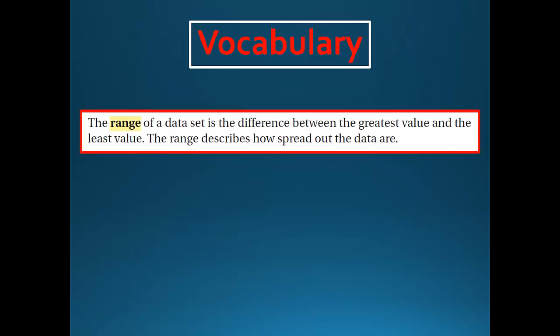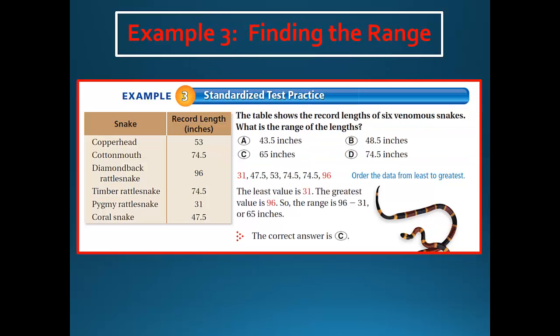Now we're looking at vocabulary. The range of a data set is the difference between the greatest value and the least value. The range describes how spread out the data are. For our third example, we're finding the range. The table shows the record lengths of 6 venomous snakes. What is the range of the lengths?